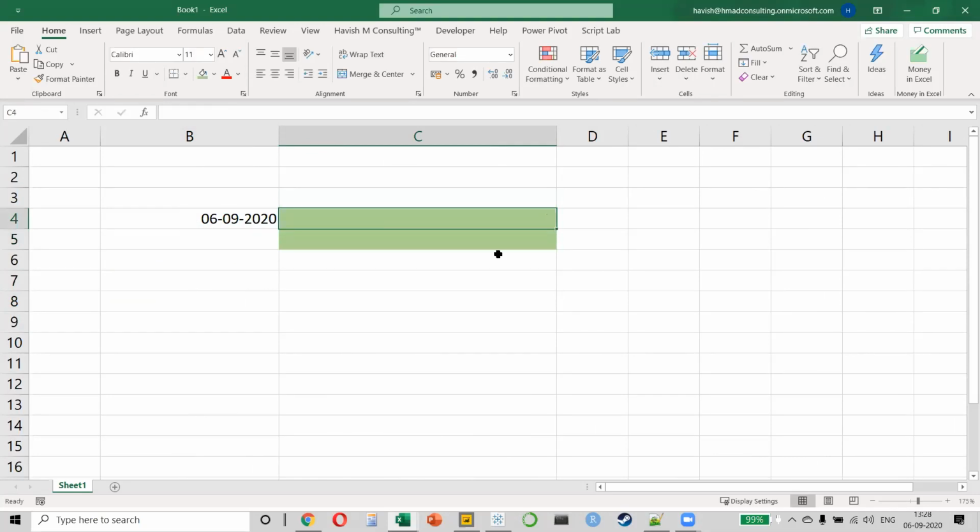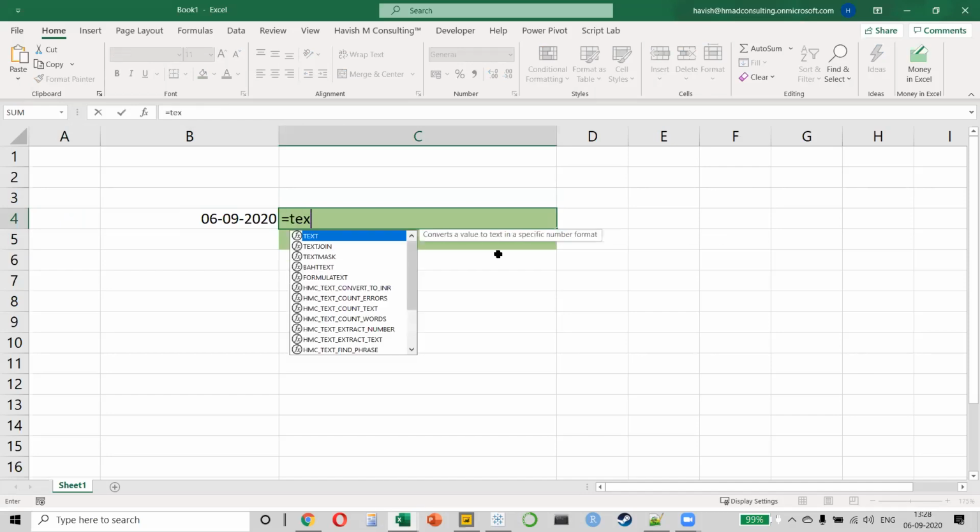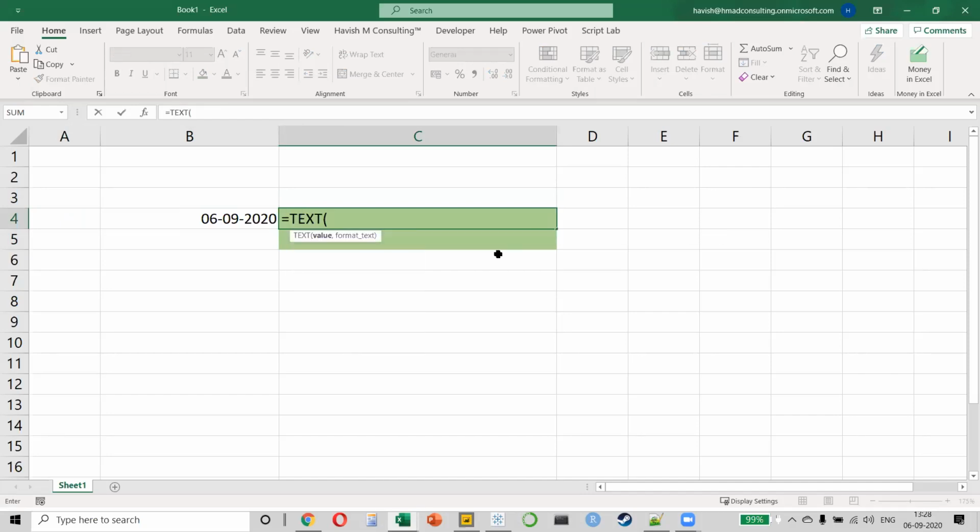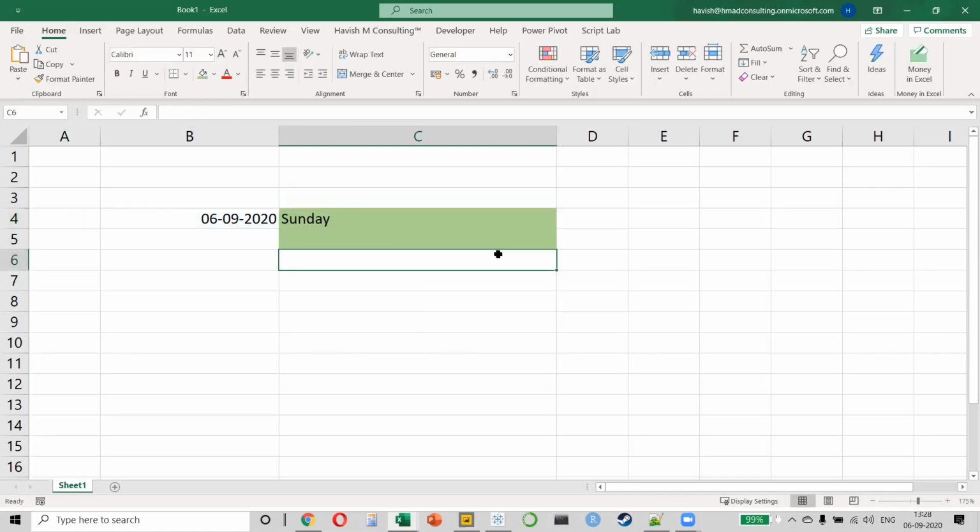But this is not what I want. I want to find the actual weekday. So there are two ways of doing this. One is to write equal to text, and then what format do you want to change it to? We want to change it to DDDD, and I will convert it into a Sunday like this.